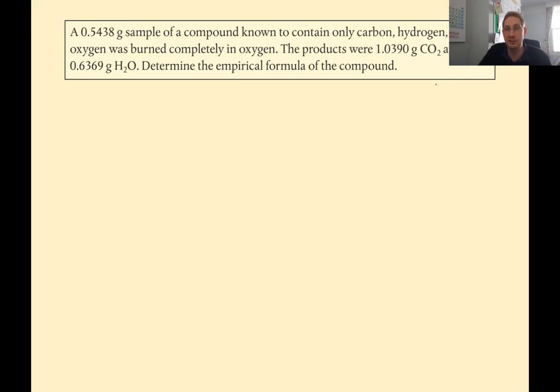Here's another example. 0.5438 grams of a sample of compound contains only carbon, hydrogen and oxygen, burned completely. The products are that amount of CO2 and that amount of water. First, find the number of moles of carbon dioxide, and that gives you the number of moles of atoms of carbon in the fuel. Then the number of moles of water, times that by 2, and that tells you the number of moles of hydrogen in the fuel. So let's have a look.